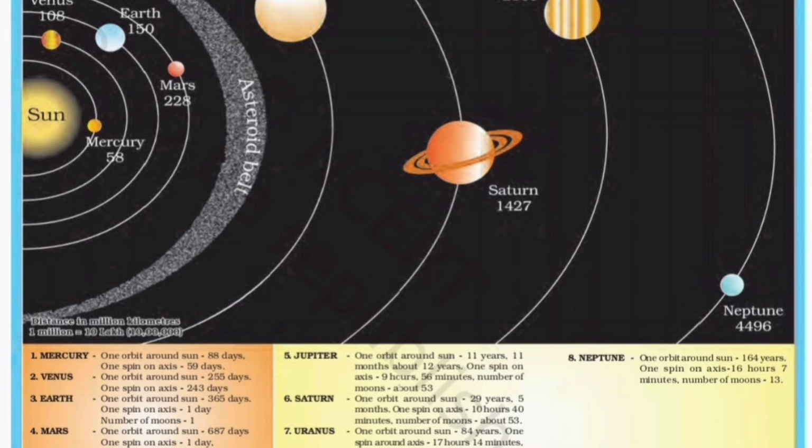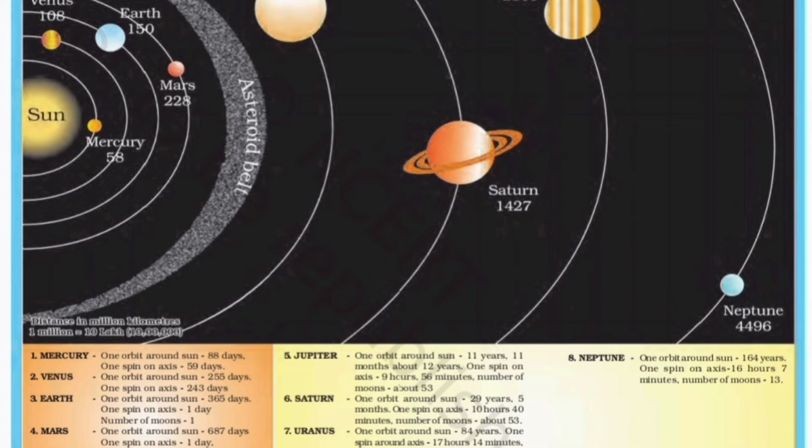One spin on its own axis, that is, rotation period, is 9 hours 56 minutes. Number of moons is about 53. Now Saturn, one orbit around the Sun is 29 years 5 months. One spin on its axis, that is, rotation period, is 10 hours 40 minutes. Number of moons is about 53.